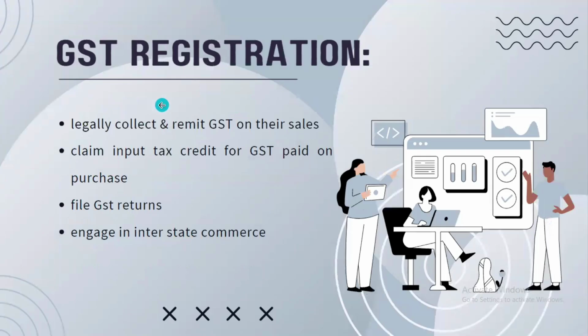Next, coming to GST registration. GST registration means obtaining a unique goods and service tax identification number from the government, which allows a business or individual to legally collect and remit GST on their sales. Every businessman or individual whose turnover in the previous year has exceeded the prescribed limit must get registered under GST. Then only can he get the benefits of GST, like legally collecting and remitting GST on sales and claiming input tax credit for GST paid on purchases.